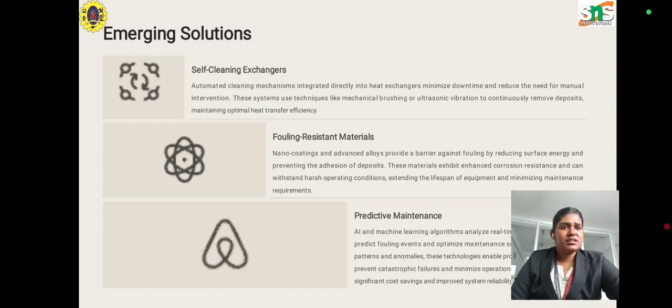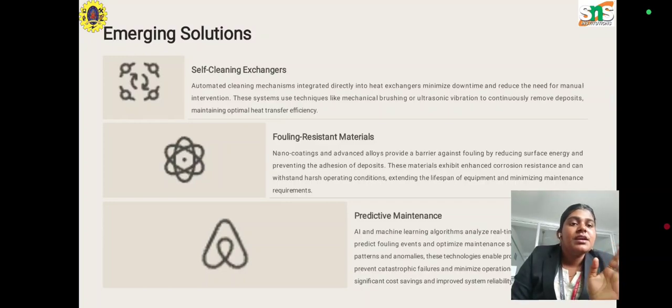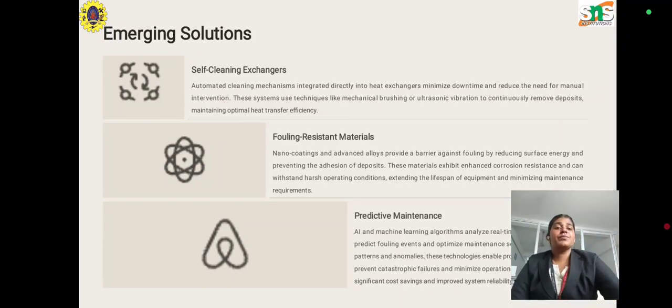And next are the emerging solutions. What emerging solutions can be followed? First of all, self-cleaning exchangers can be used, and next, fouling-resistant materials can be used for heat exchanging, and also predictive maintenance and regular maintenance. AI and machine learning can be practiced in the industries to avoid the fouling and scaling process.